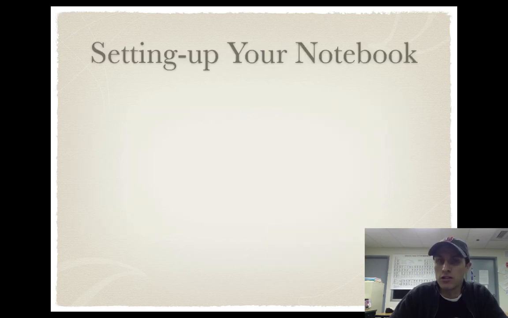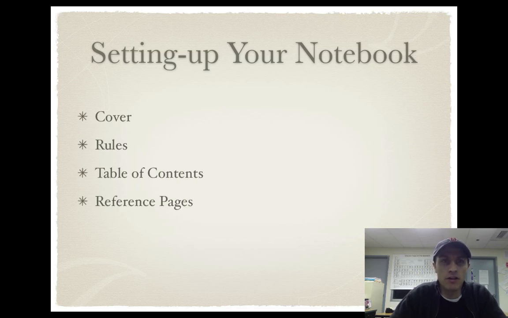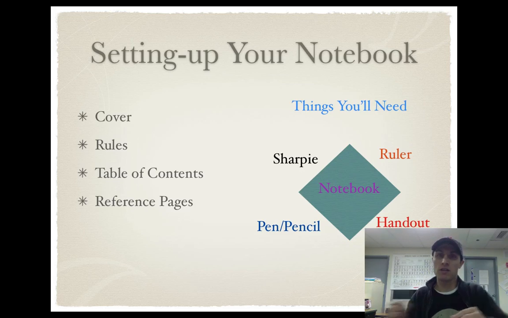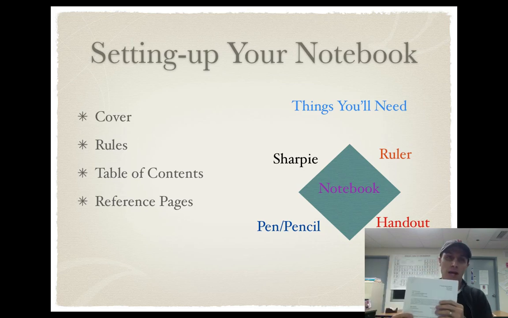Okay, so let's start setting up your notebook. Some things we're going to do today is we're going to make the front cover, we're going to go over the rules of the interactive notebook, you're going to set up the table of contents, and you're going to insert a couple reference pages in the first 3 or 4 pages. Alright, some things you're going to need before you start. You're going to need a Sharpie, okay, a ruler, a pen or a pencil, the handout packet that has all the reference pages, and I should have given you a notebook like this. Alright, so if you don't have those, pause the video right now and make sure you have those before you go on.